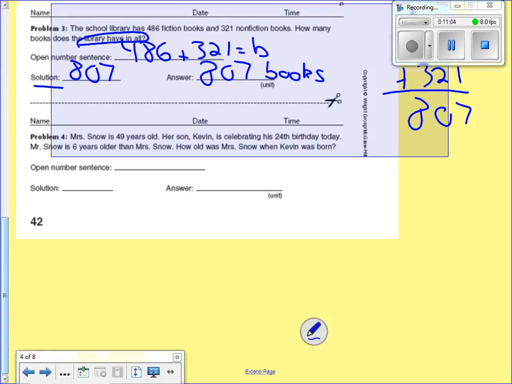Mrs. Snow is 49 years old. Her son Kevin is celebrating his 24th birthday today. Mr. Snow is 6 years older than Mrs. Snow. How old was Mrs. Snow when Kevin was born? All right. Is there some information here that's not important? We want to know how old was Mrs. Snow when Kevin was born.